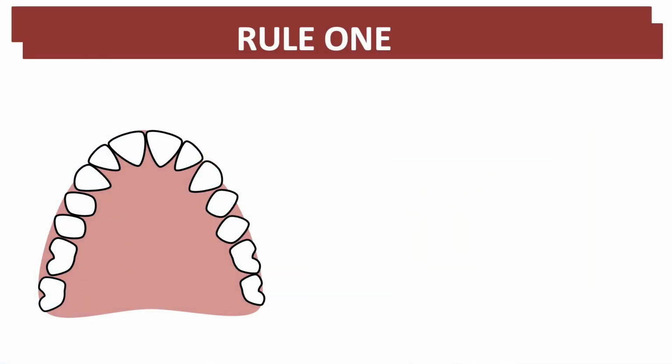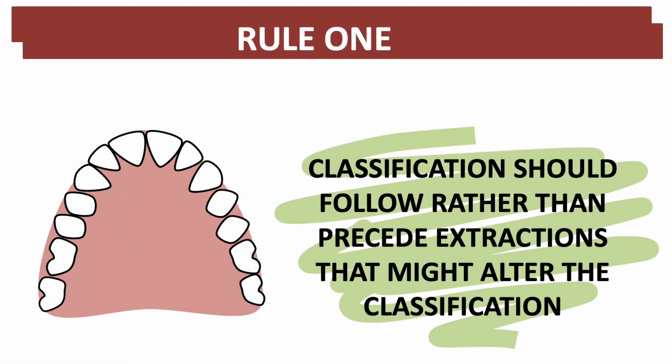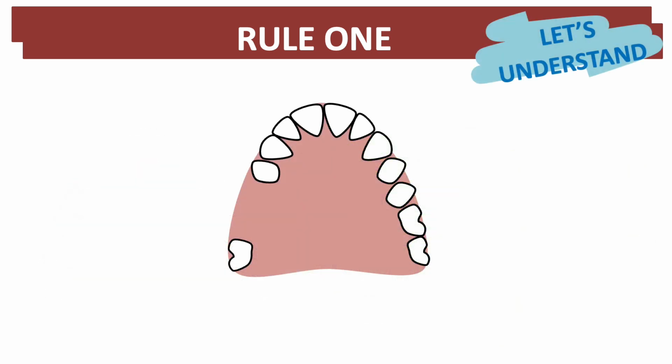So the first rule is: classification should follow rather than precede extraction that might alter the classification. It means we have to follow the classification. If we are going for an extraction, then after extraction we'll include that alteration in the classification. Okay, now try to understand.